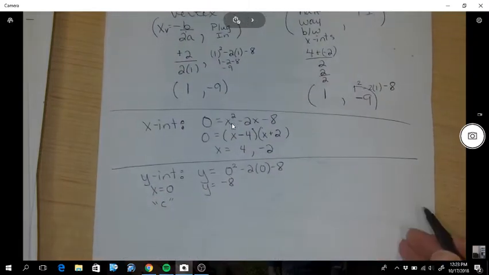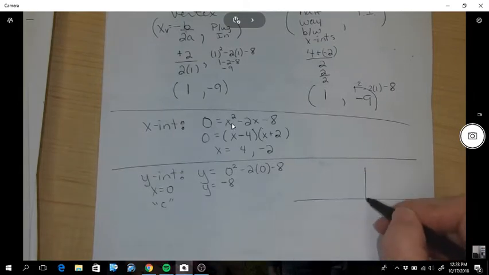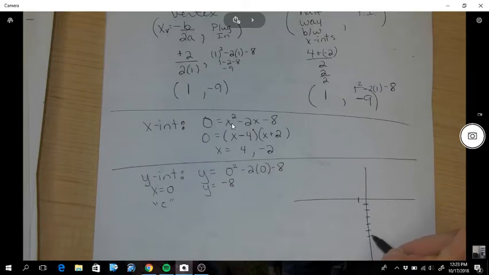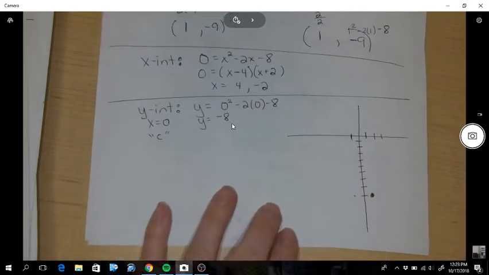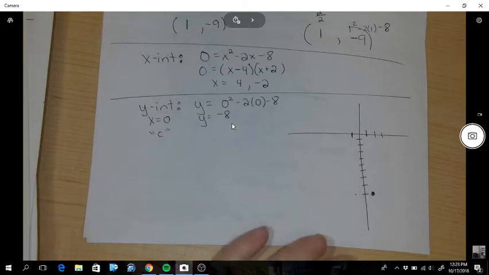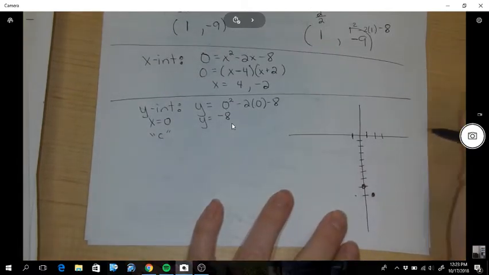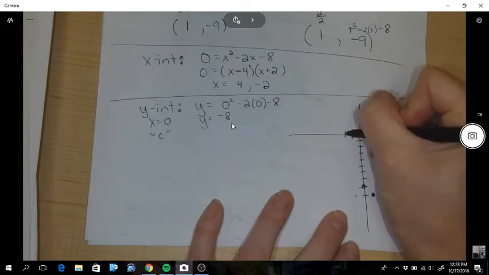Okay, let's graph this. So 1, negative 9 is right there. Okay, now we have a y-intercept of negative 8, and we have x-intercepts of 4 and negative 2.